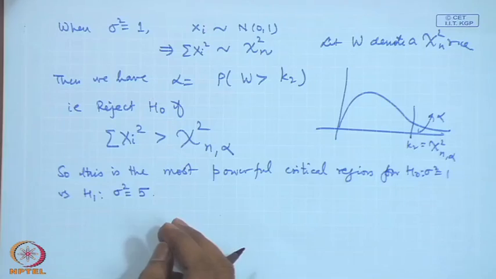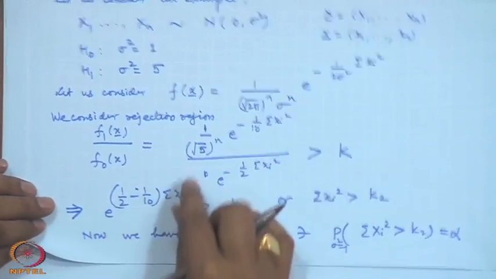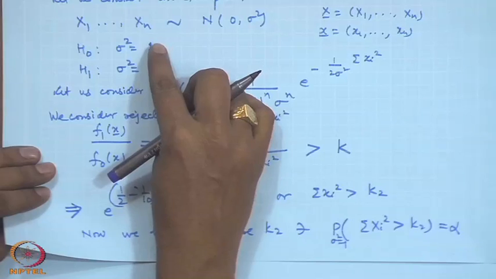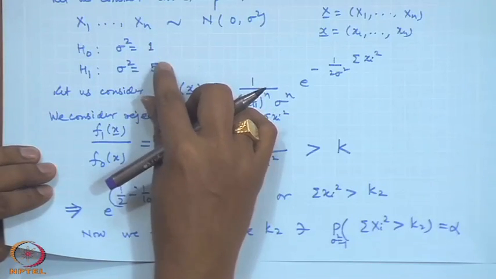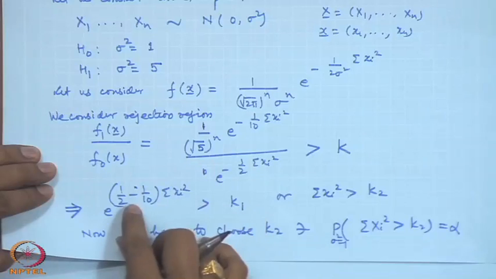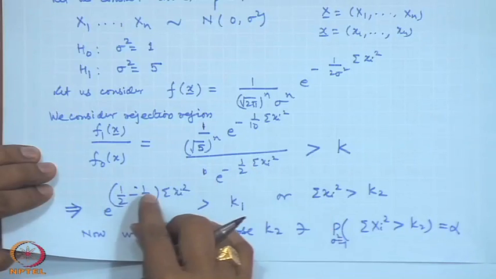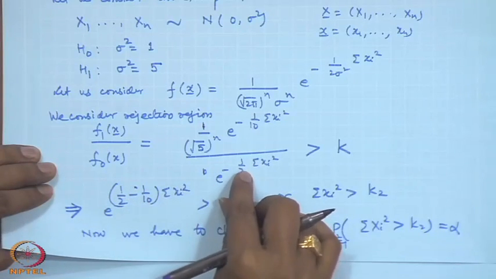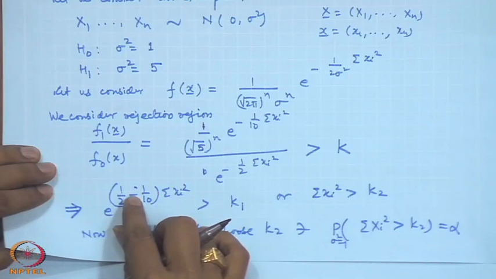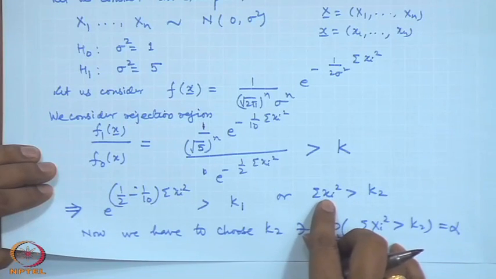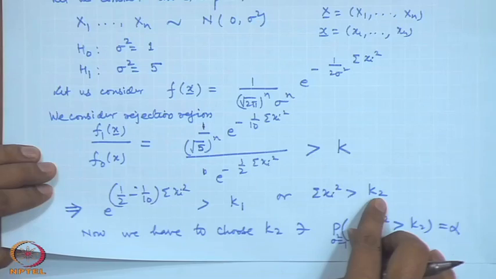Let us consider a little generalization of this problem. You notice here I took the null hypothesis as 1 and in the alternative sigma square was 5, which was slightly bigger. Therefore, in the denominator we had this minus half here, and when we took the difference this becomes a positive quantity. And therefore, the region is of the form sigma x I square greater than k 2.